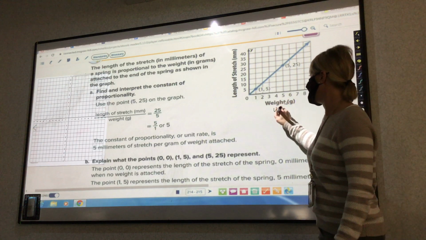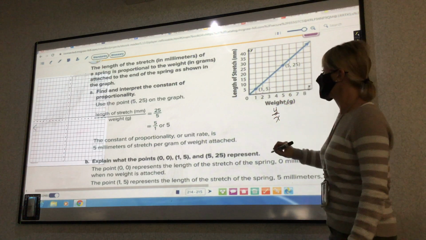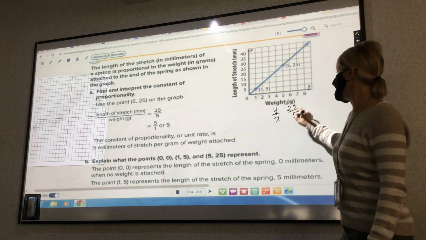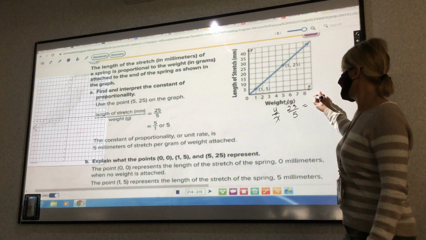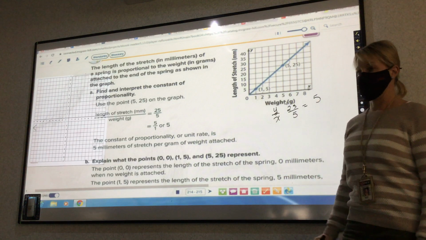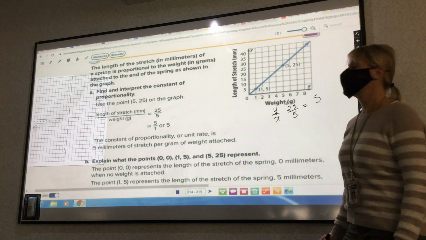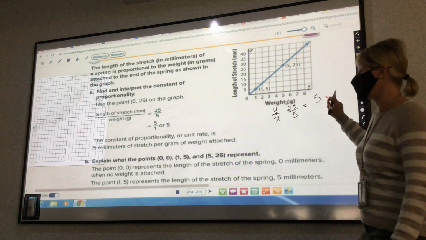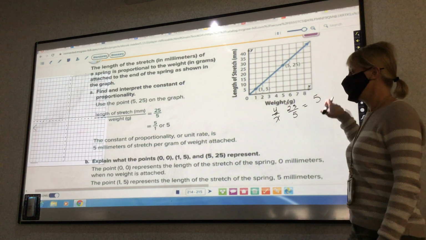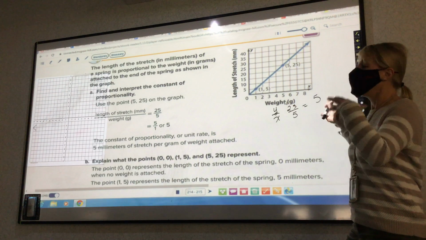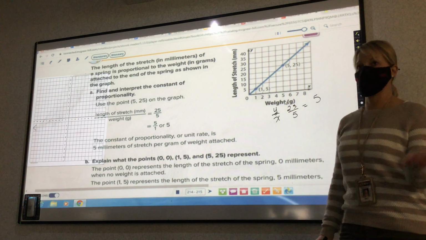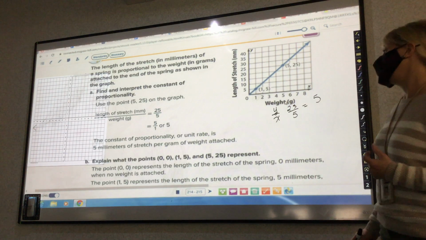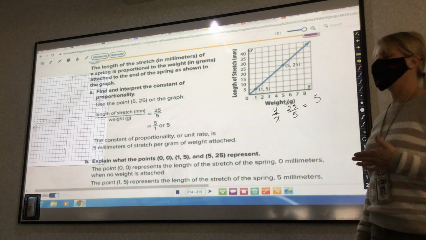It's always y over x, which is my 25 over 5, so my constant would be 5, correct? So (1, 5). The constant of proportionality or unit rate is 5 millimeters. What it means then to analyze this is to explain what the points (0, 0), (1, 5), and (5, 25) represent.